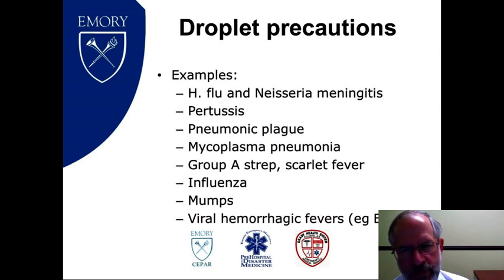Group A strep infections, scarlet fever, common influenza, of course, mumps, which we're seeing a resurgence of in certain parts of the U.S., and again, viral hemorrhagic fevers, as was experienced during the cases of Ebola hemorrhagic fever, which were seen in the U.S. a couple of years ago.